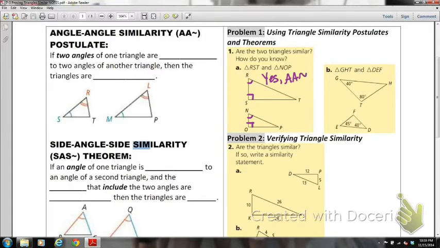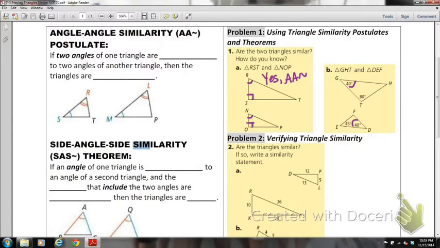On the B part, we have triangle GHT with angles G is 40 and T is 80. And we have triangle DEF. Angle E is 45 and D is 40. So right off we can see that we have 2 40-degree angles that are congruent in angle G and D. But we have to determine if we have one other angle that's congruent or not. We don't have any sides, so the only thing we could try to use is angle-angle similarity. So we need to find the measure of the third angle in each one of these triangles.